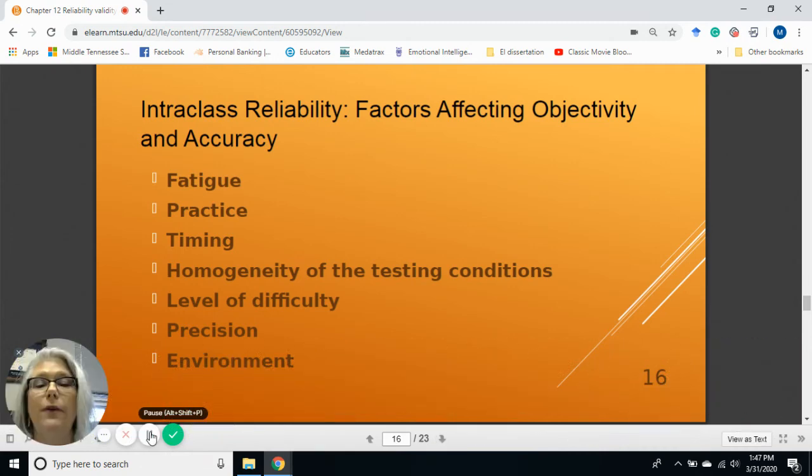So our level of difficulty: the harder the test is, the lower the reliability, because it's hard for the participants to understand what's happening. Precision, the more precise the measurement, means better accuracy. And then we talked about environment, we talked about testing conditions. Changes in temperature and pressure can also change the reliability of your test.